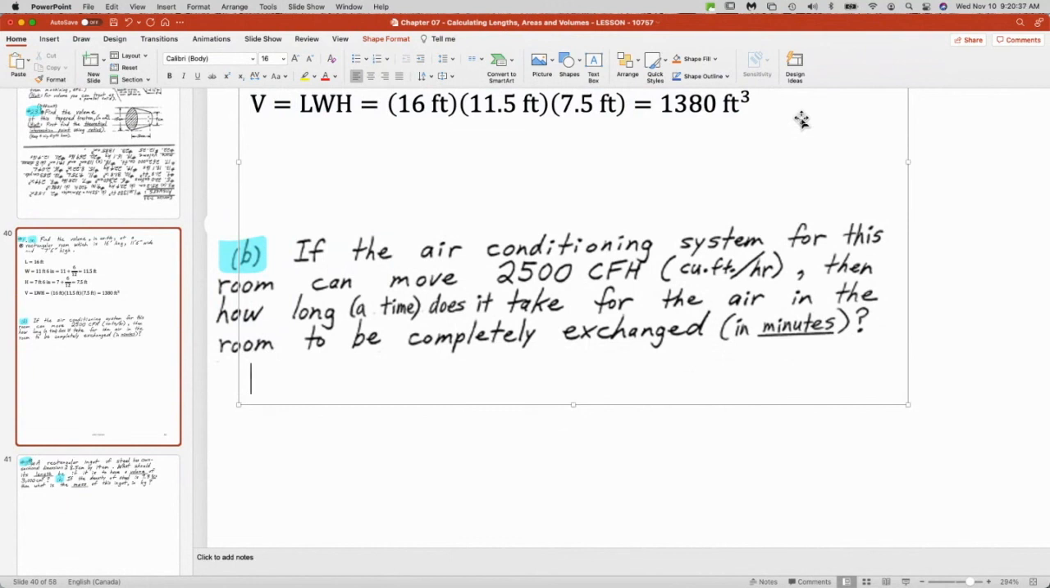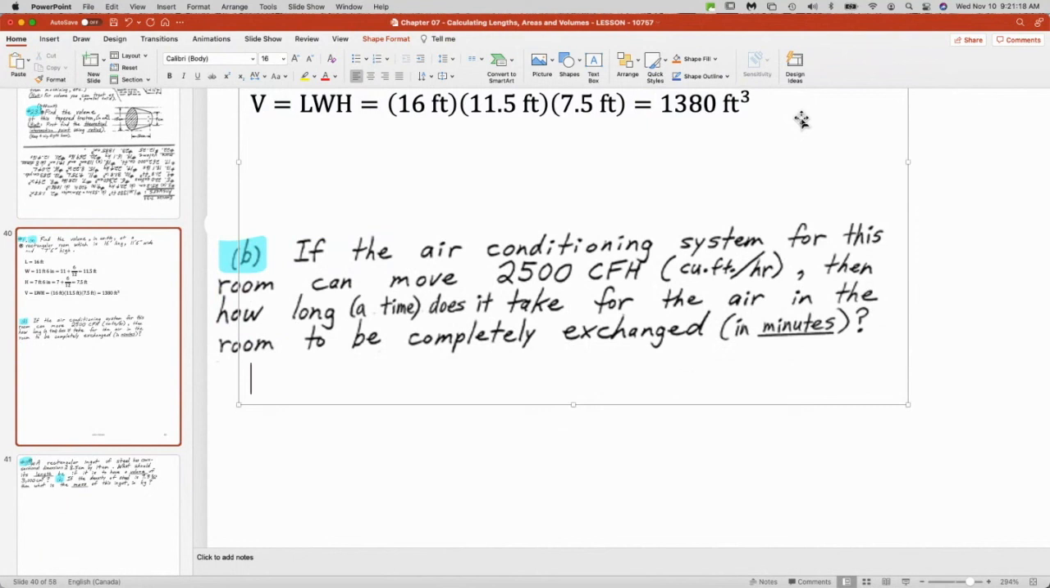So if the air conditioning system for this room can move 2,500 cubic feet per hour, then how long does it take to exchange the air in the room completely? So you can see how unit conversions and the calculations with volumes, as they were with areas also last week, they're not disjoint. Just because this is a volume question doesn't mean that you throw away unit conversions. We actually did a unit conversion in the previous part. We had to convert the inches into feet. And in this part of the question, you also need to consider conversion.